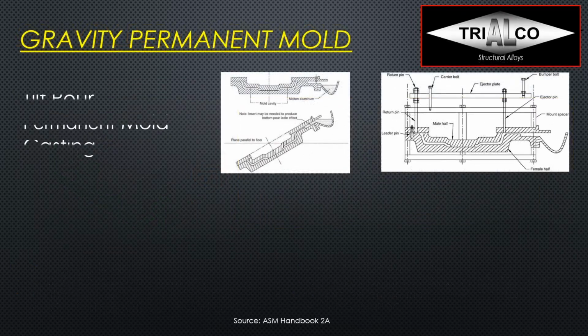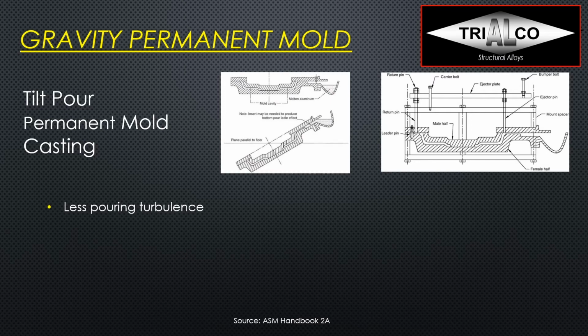On to tilt pour permanent mold casting. You can see here a typical tilt pour mold. It's similar to just an open and closed permanent mold, but in this case, we need to be able to tilt it and smoothly fill the metal into the casting. We do this to get less pouring turbulence and a more consistent filling speed. You also have less reliance on the operator skill that pours it in manually, and it also facilitates full automation.